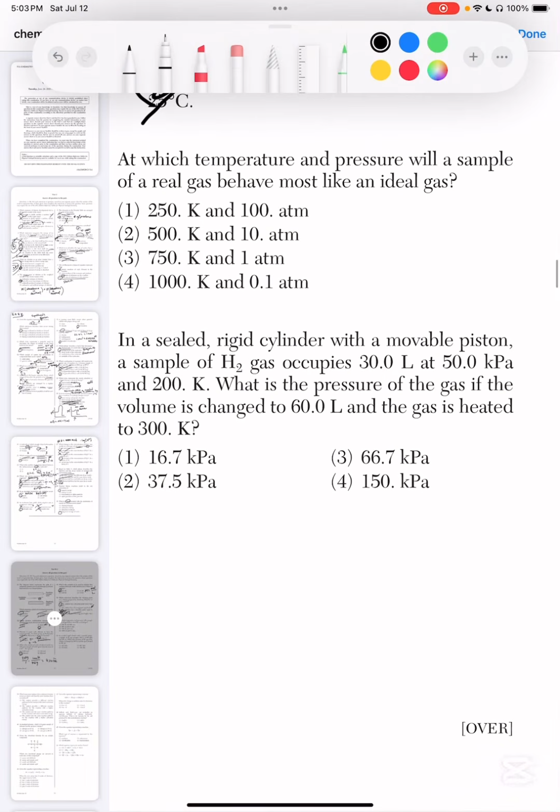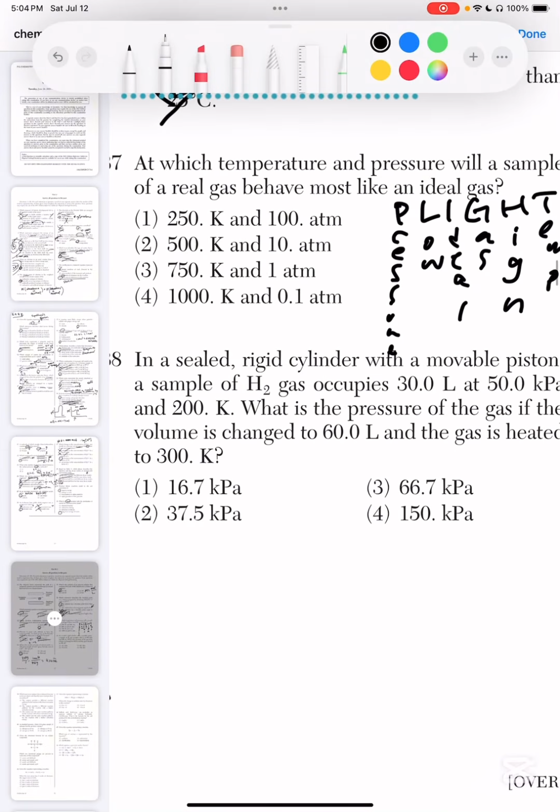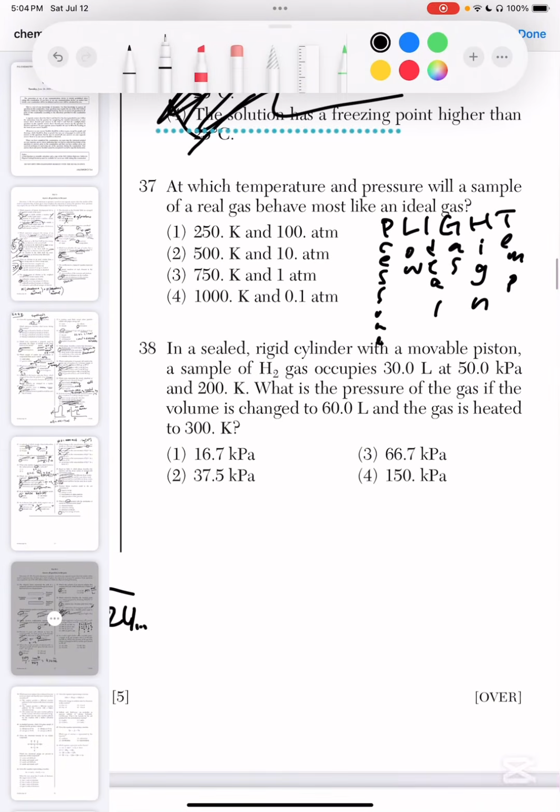At which temperature and pressure will a sample of real gas behave most like an ideal gas? Okay, so you want high temperature and low pressure for gas to behave ideally. But this is the mnemonic: pressure low, ideal gas, high temp. So what would the answer be here? It would be this one, because this one is the highest temperature and the lowest pressure.